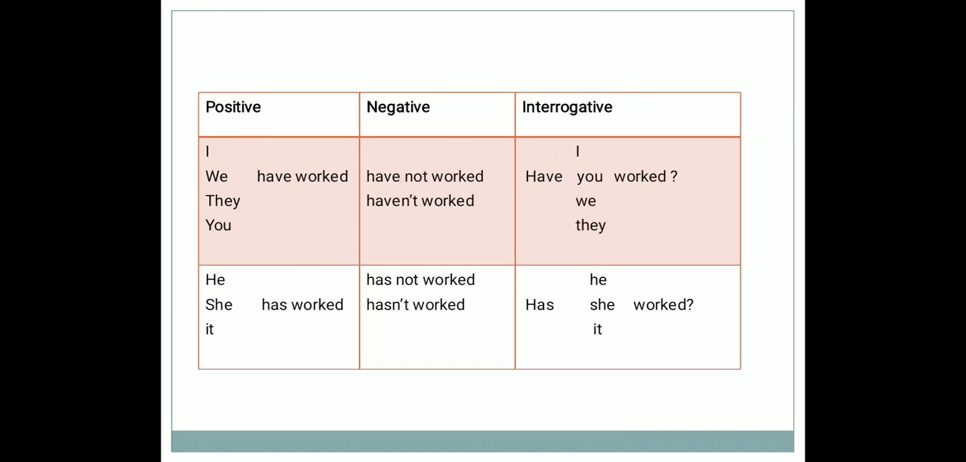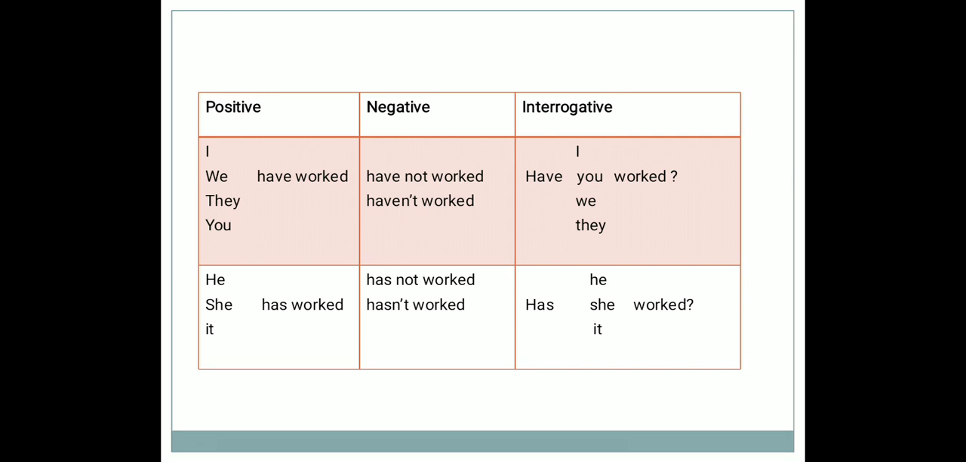Now it's time to learn positive, negative and interrogative forms. First, let's see positive forms. The subjects like I, we, they, you take the helping verb have and he, she, it take the helping verb has. For example, I have worked, we have worked, they have worked, you have worked. He has worked, she has worked, it has worked.